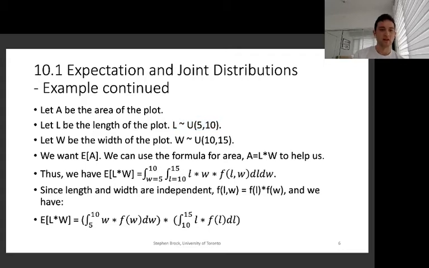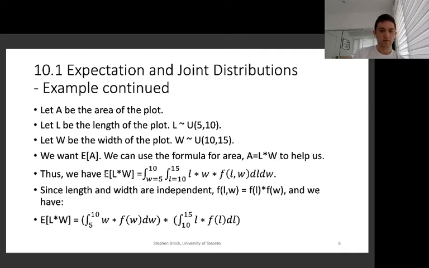All right, so we're going to let L be the length of the plot. We know that L follows a uniform distribution between 10 and 15. And then let W be the width of the plot. I know that W follows a uniform distribution between 5 and 10. And we want the expected value of the area. We can use the formula for area, which is A equals length times width, to help us out here.